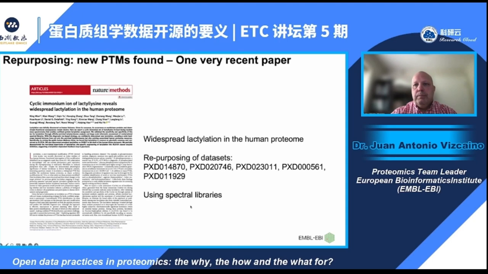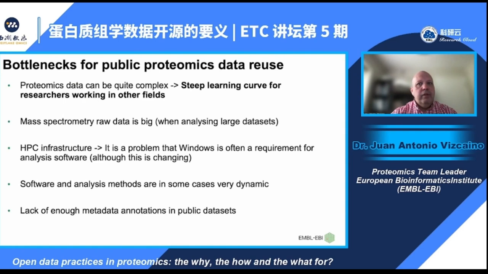Okay, so I'm finalizing, but I thought that it was good to highlight that, of course, there are some bottlenecks for data reuse of public proteomics data. For the people that are outside the field, proteomics data can be quite complex. That means that there is a steep learning curve for researchers working in other fields, transcriptomics or genomics, for instance. Mass spectrometry raw data is big, and that requires an infrastructure. In many cases, it's a high performance computing infrastructure. And it is a problem that Windows is often a requirement for analysis software in proteomics, although this is changing very rapidly. Software and analysis methods are, in some cases, very dynamic. So that also adds a difficulty.